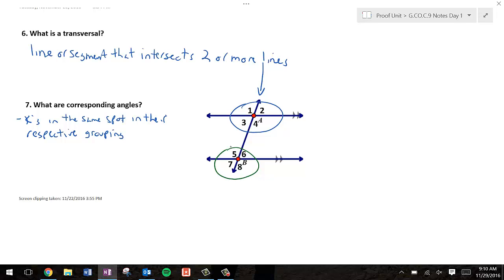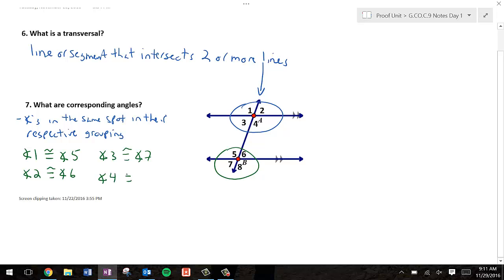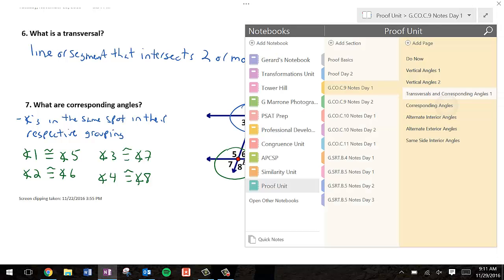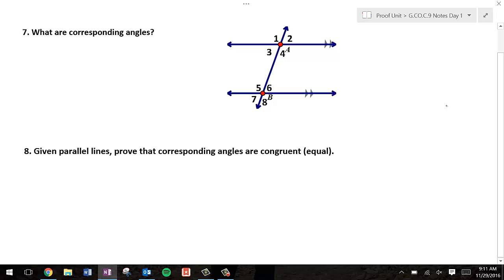Okay, so for instance, I've got angle 1 in the top left spot, and that's going to be the same thing as angle 5, top left spot in its bottom group. And we end up with 4 pairs. Angle 2 is congruent to angle 6, angle 3 is congruent to angle 7, and angle 4 is congruent to angle 8.